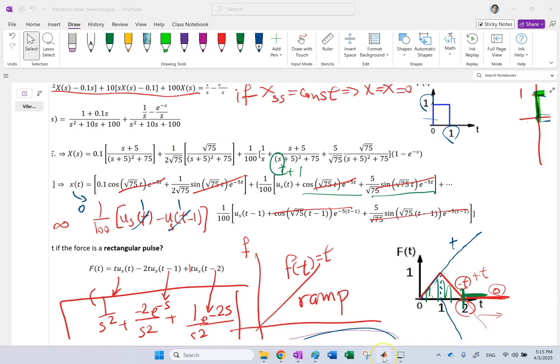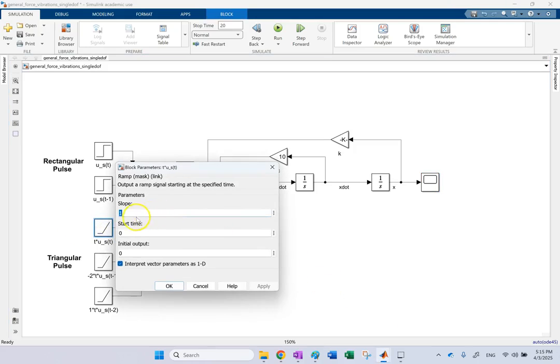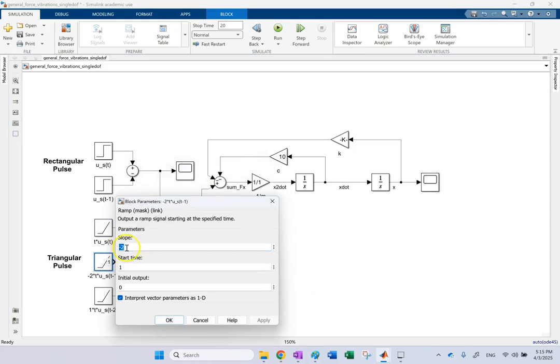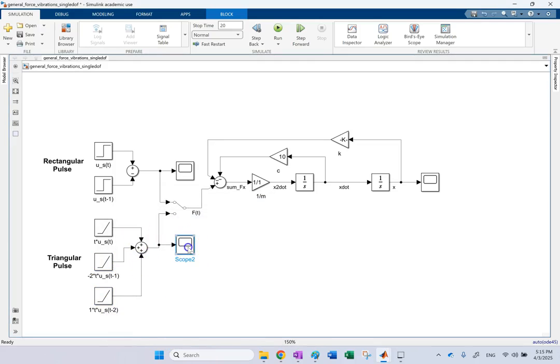So you might say, well, show me that with numerical solution. There we go. These are those ramp functions. So start time 0, slope 1. Slope -2, start time 1. Slope 1, start time 2. I add them, I get the pulse, and I send it to the system. Now to make this guy go to the system, I double click on this manual switch. So now this one goes through.